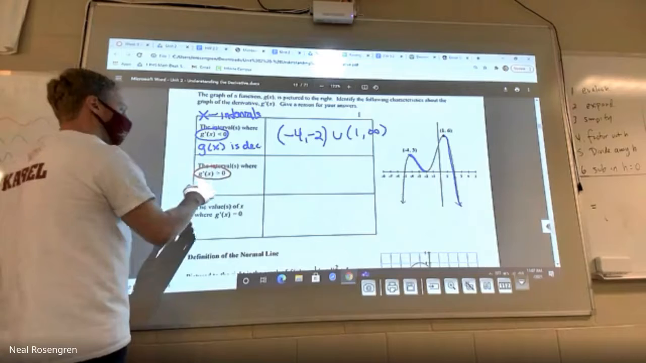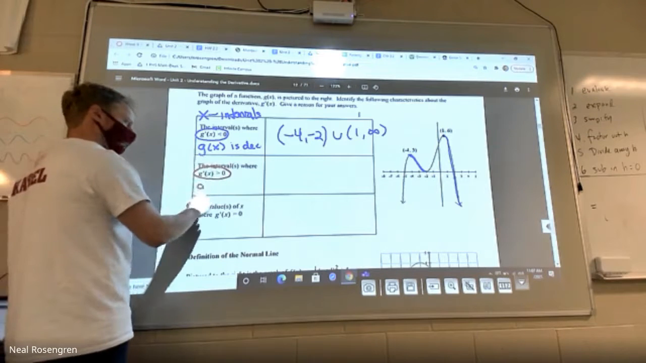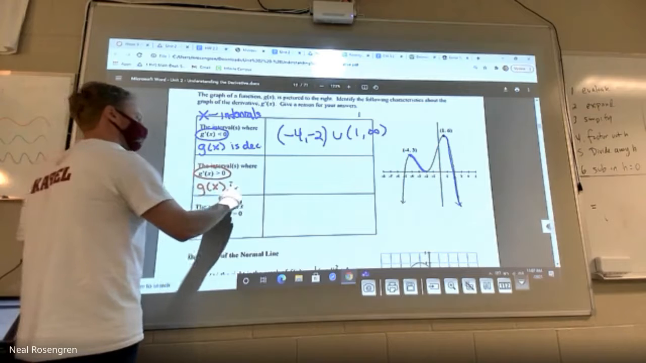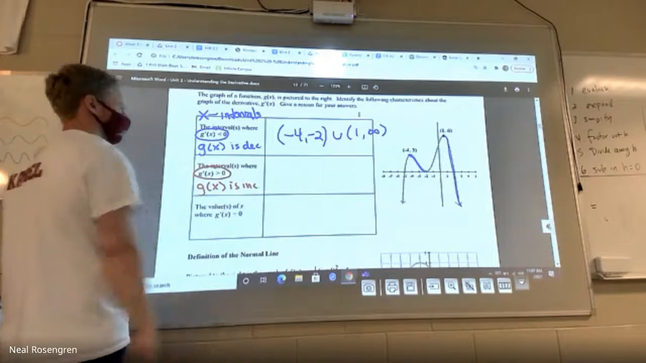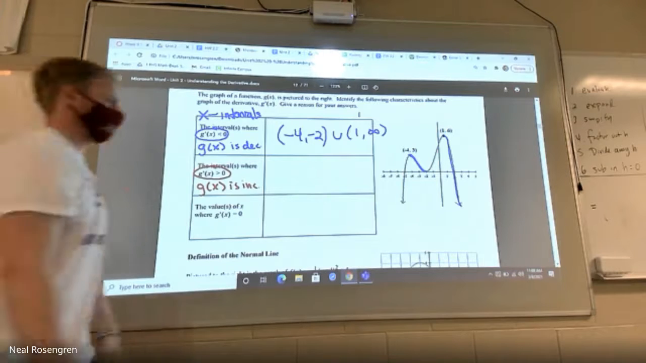Okay, so now they want a positive derivative. So what I'm looking for is where this graph is increasing. That's what I want. And when I see that statement, g prime of x is positive, in my mind, I'm like, okay, I want the slope of my tangent line to be positive. What am I really thinking about? I'm thinking about movement that takes me up the graph.